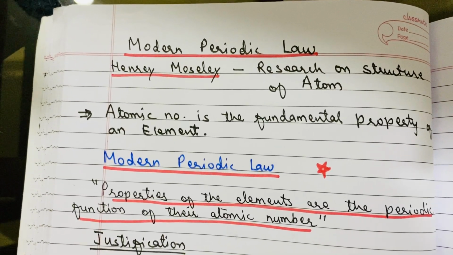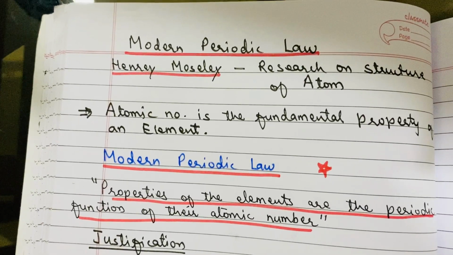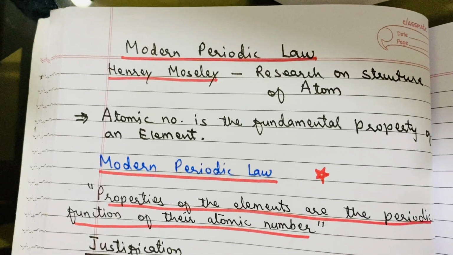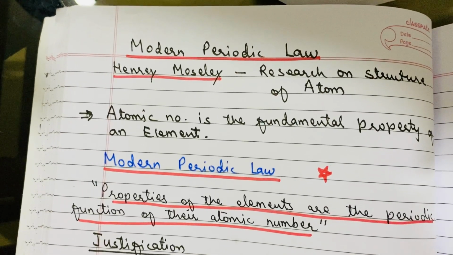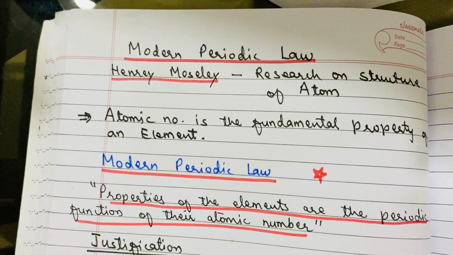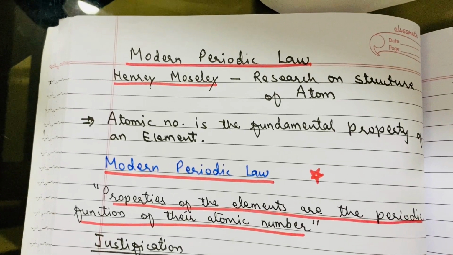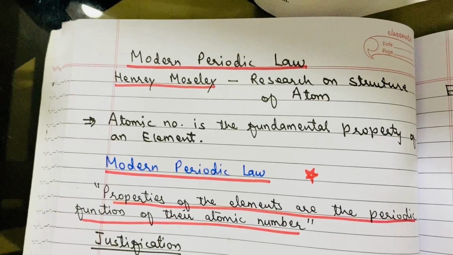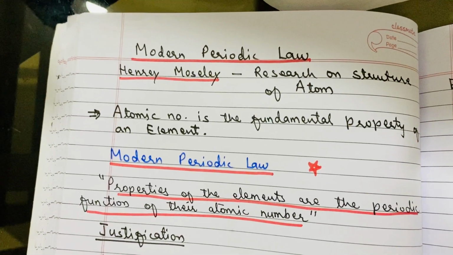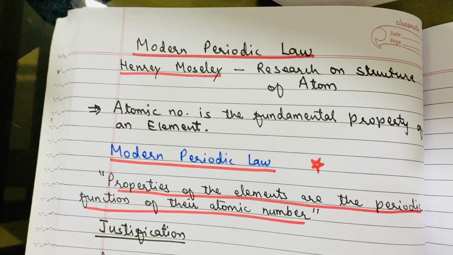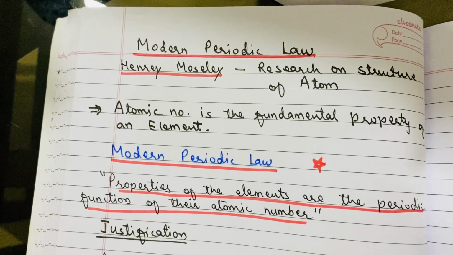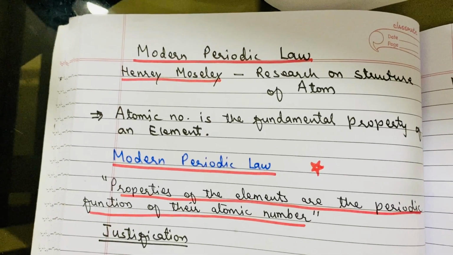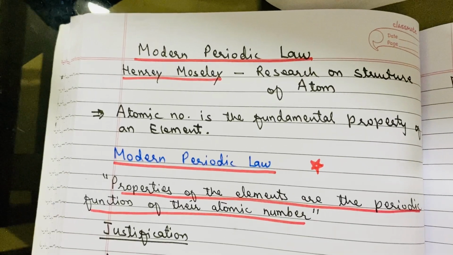Mendeleev had arranged elements in the increasing order of their atomic mass, but it was not successful. Mendeleev's periodic table cannot explain the position of isotopes. It cannot explain the position of certain elements, and he could not predict the many elements which were present among the elements of higher masses. And that's why the fundamental basis, that is the atomic mass, was not considered accurate.